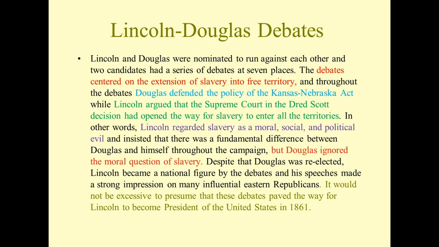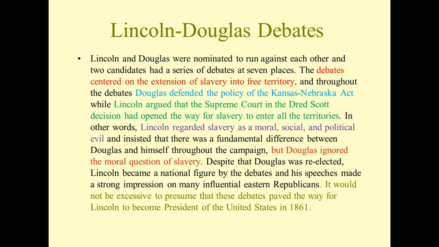Lincoln argued the Supreme Court in the Dred Scott decision opened the way to slavery to enter all the territories. Remember, the Dred Scott decision had made slavery legal simply by saying that the Congress had no power to regulate it. So that was a big issue that comes out in the Lincoln-Douglas debates. Lincoln regarded slavery as a moral, social, and political evil, and that was a huge difference between him and Douglas. But Douglas ignored the moral question of slavery simply because he knew that it was a lose-lose for him.